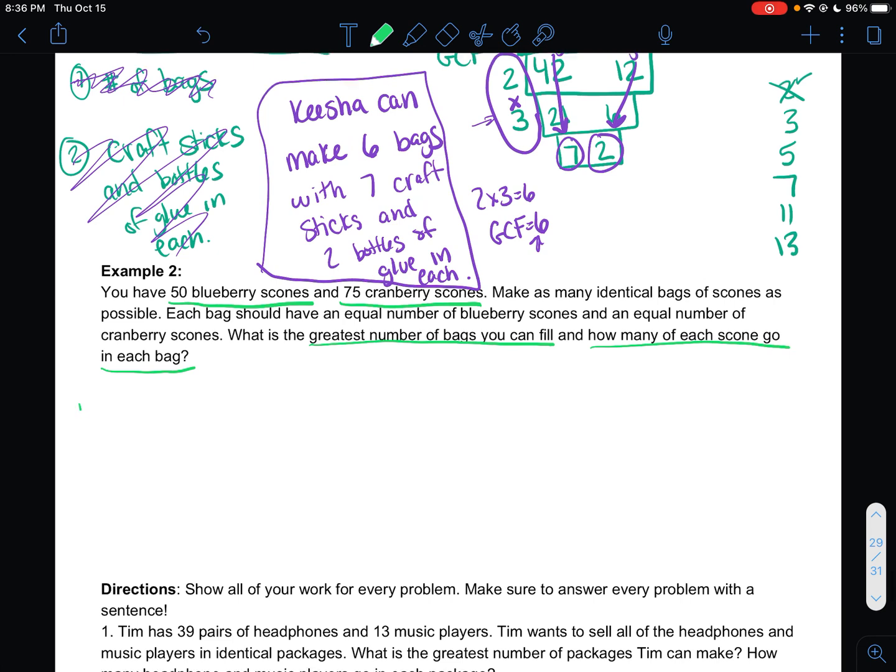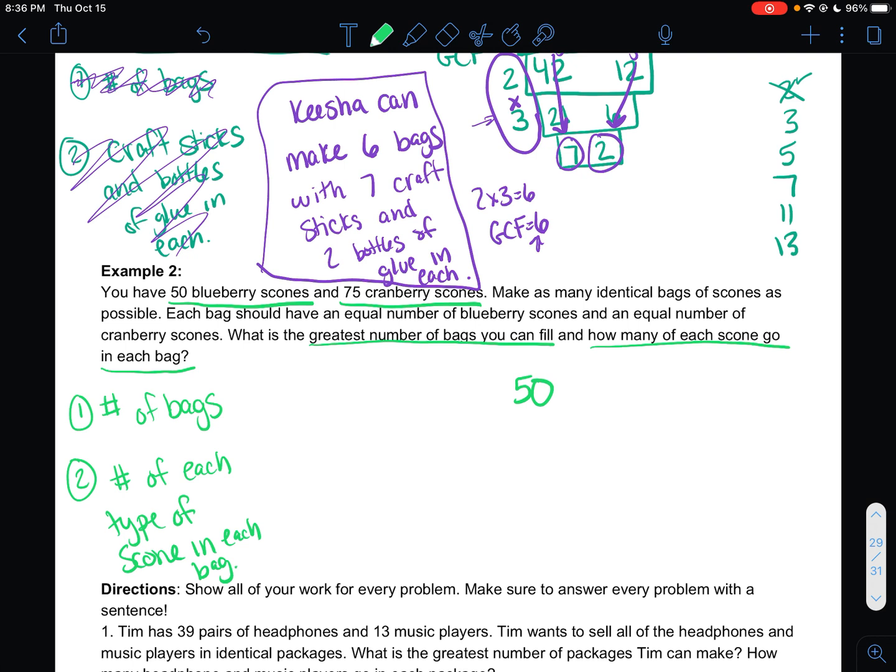So once again, we have 2 questions. Question 1, we need to know the number of bags. And number 2, we need to know the number of each type of scone in each bag. Okay, so it is a good idea to pull out the information from the problem that you need to actually answer with. That way it helps you kind of start your answer or start your sentence. Because I know that definitely is hard to start the sentence and figure out what your numbers mean at the end. So we have 50 blueberry scones and 75 cranberry.